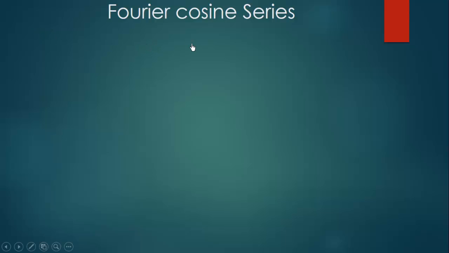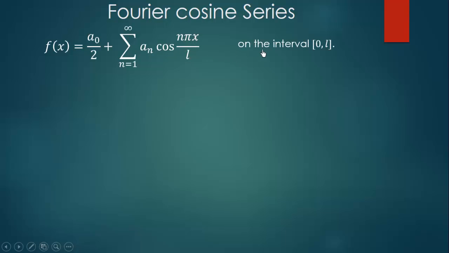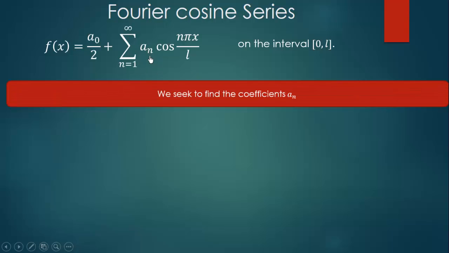Fourier Cosine series. The Fourier Cosine series of a given function f of s is given by a0 over 2 plus sigma of n equal 1 up to infinity of a sub n cos n pi x over L on the interval 0 to L. Now, like we did before, we need to find the coefficient a sub n.